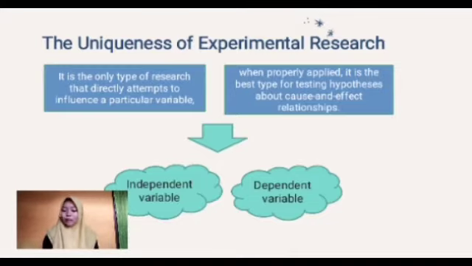Here, there are independent variables and dependent variables. The independent variable in experimental research is also frequently referred to as the experimental or treatment variable, and the dependent variable, also known as the criterion or outcome variable, refers to the result or outcome of the study.